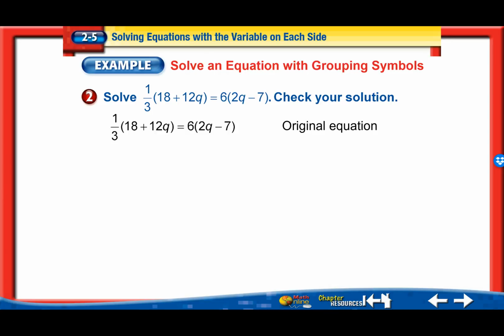All right, so we take the original equation and we're going to use the distributive property. So we multiply 6 to 2 and 6 to negative 7, which comes to negative 42, 12. This one, don't freak out. They were nice to us. 18 divided by 3 comes out to 6.